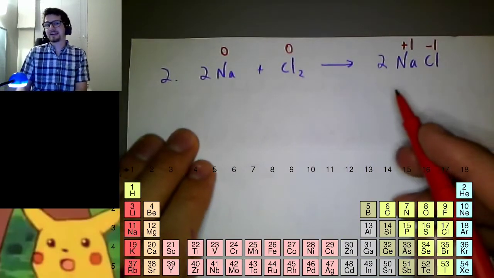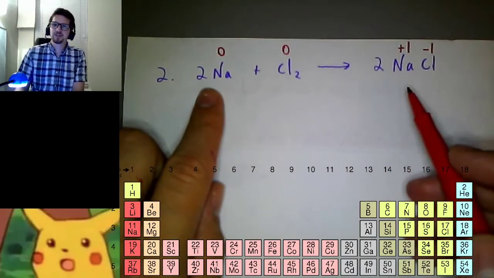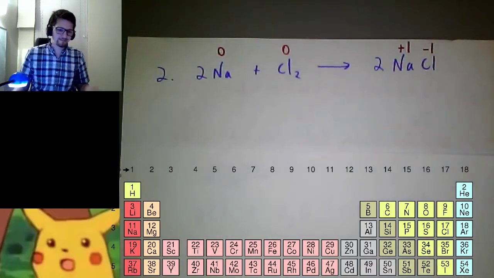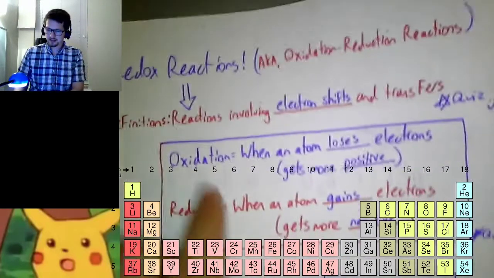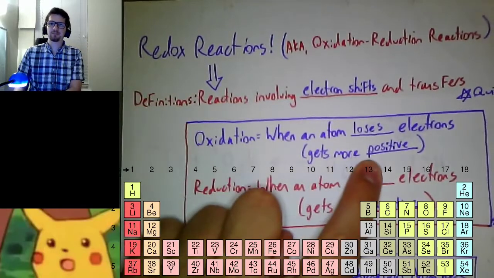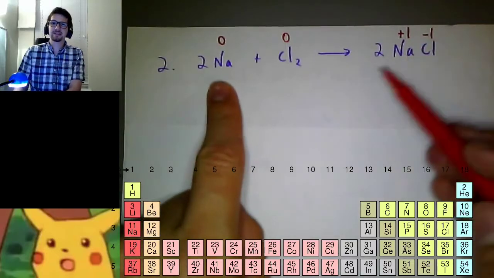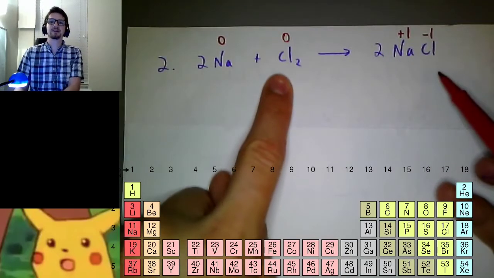Start thinking in your head ahead. What's happening? Which one's being oxidized? Which one's being reduced? Which one's getting more positive? Oxidation gets more positive, so which one is oxidizing? Looks like my sodium is oxidizing. Looks like my chlorine is reducing.